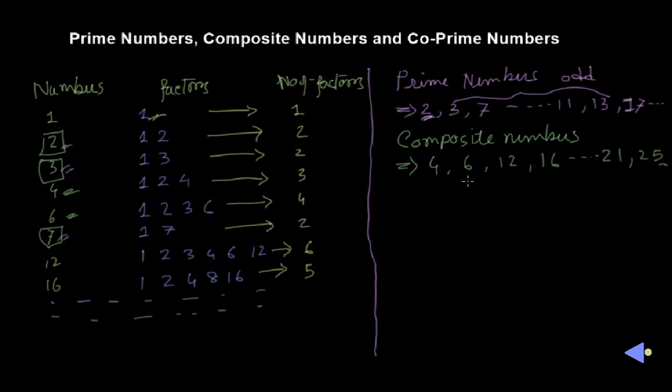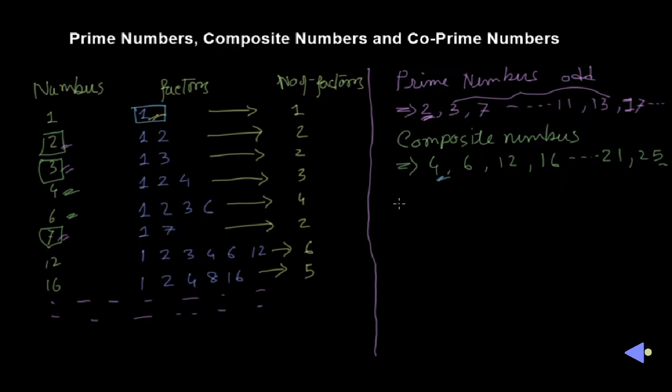You see, all the even numbers are composite numbers, along with other odd numbers, except 2, the smallest even number, which is a prime number. Otherwise the rest of the even numbers are composite numbers. Before going to co-prime numbers, let us take 1. It has only 1 factor, so it is neither a prime number nor a composite number. The minimum prime number is 2, the minimum composite number is 4.